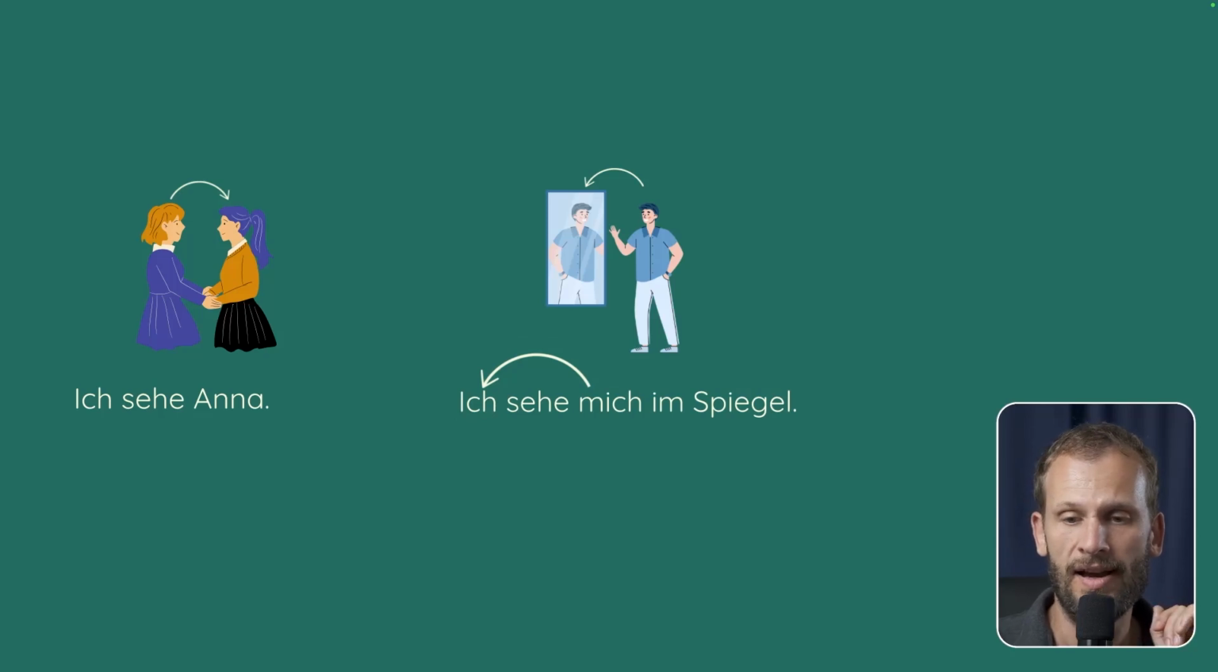On the right-hand side, we have another example with sehen, same verb. This time it's ich sehe mich im Spiegel. I see myself in the mirror. And that's an example for a reflexive verb, because here the subject ich and the object mich, they refer to the same person. We have a mirror, there's only one person, so in this case it's reflexive.